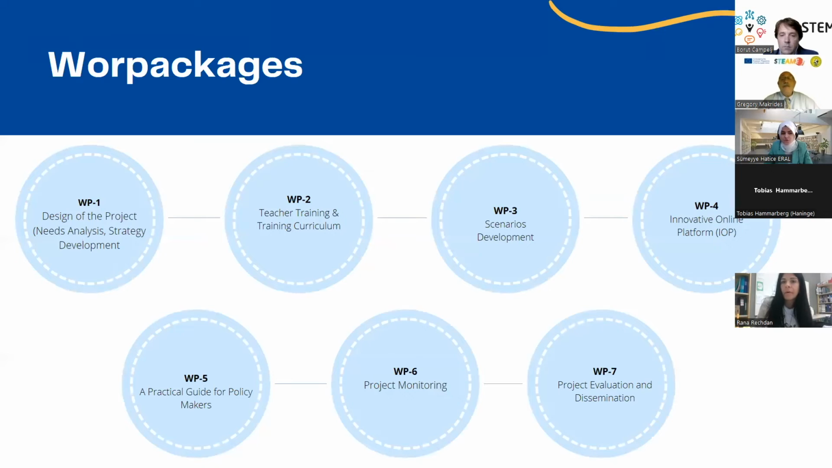The project has 7 work packages, and each work package has specific tasks and specific activities. We have launched work package 4, and we are now working on work package 5 as well. Both work packages are in the same phase. First of all, we defined the project design. We conducted a needs analysis. We designed our strategy to develop STEAM practices across EU partners, and then we conducted a very extensive teacher training, and we developed a STEAM education framework for teachers, and we conducted pilot trainings in Spain and in Turkey, and now we are revising our STEAM education framework.